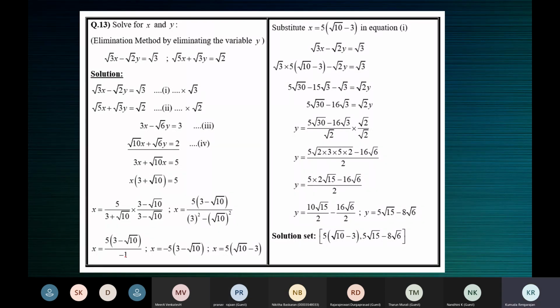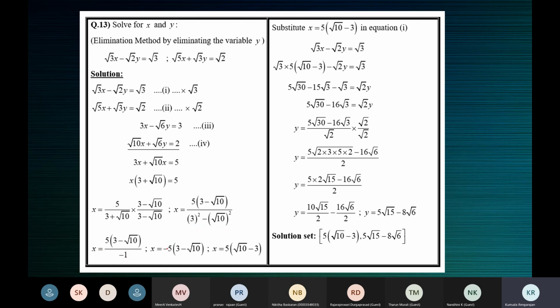So children, coming back to this, the denominator 9 minus 10 is minus 1. So we ignore the denominator, but we take the minus up to the numerator. That's what you see in the next step. So that becomes minus 5 into 3. I've multiplied the signs inside.